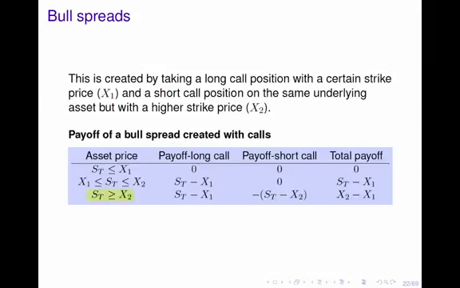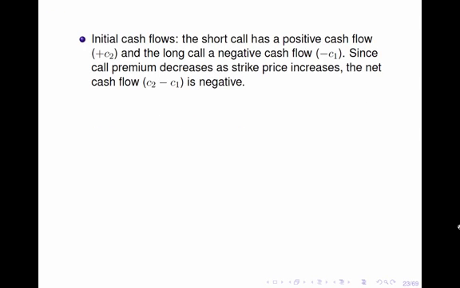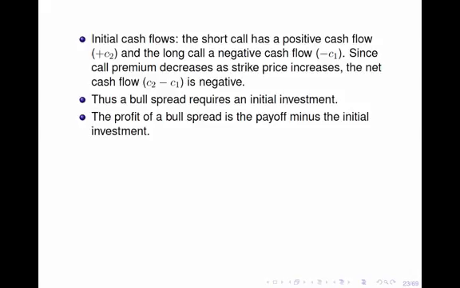Lastly, if ST is greater than or equal to x2, both call options will be exercised. Note that the payoff for the short position of the x2 strike call is negative (ST minus x2). Thus, the total payoff in this case is the difference of the 2 strike prices, x2 minus x1. Let C1 and C2 denote the premiums of the 2 call options, respectively. Then, the short call has a positive cash flow plus C2, and the long call a negative cash flow minus C1. Since call premium decreases as strike price increases, the net cash flow C2 minus C1 is thus negative. Therefore, a bull spread requires an initial investment, and the profit is the payoff minus the initial investment.